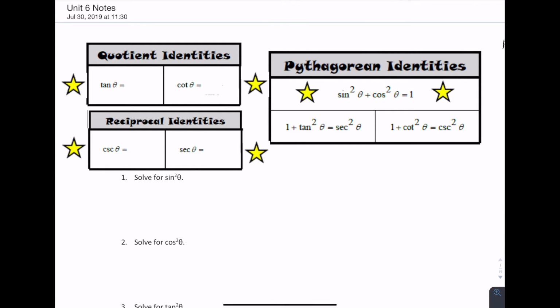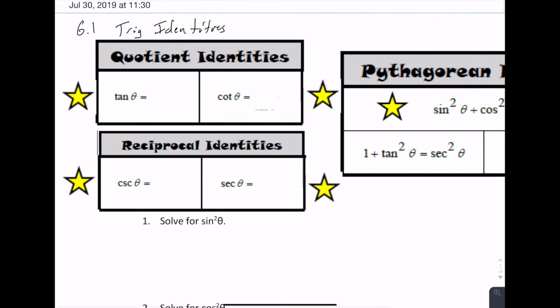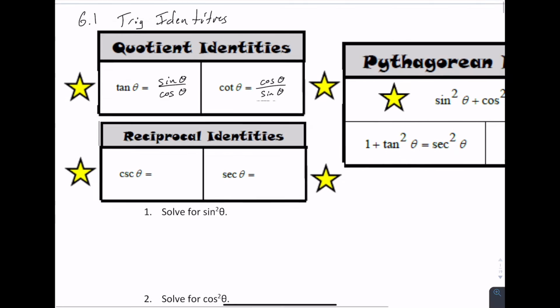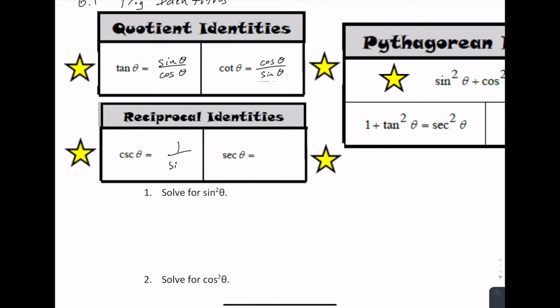So today we're going to be talking about a new topic. This is 6.1, trig identities. Okay, so here we're just going to recap some identities. This one would be sine theta over cosine theta because that's tangent. And then cotangent is the opposite, cosine over sine. And then cosecant is the same thing as 1 over sine theta. And then secant is the same thing as 1 over cosine theta.